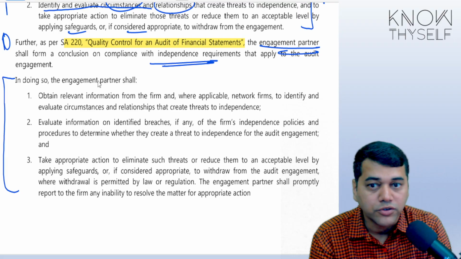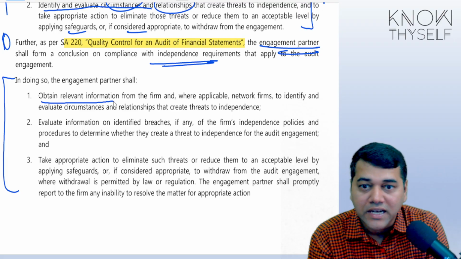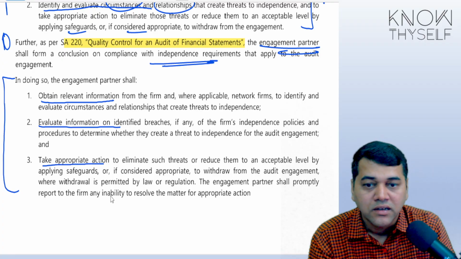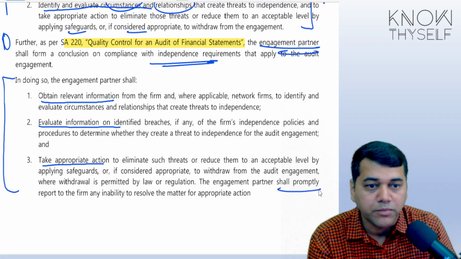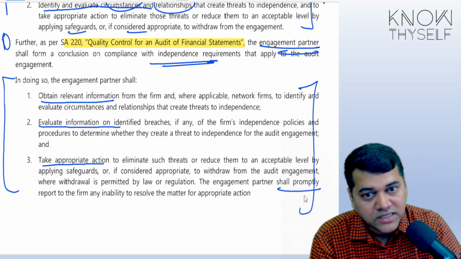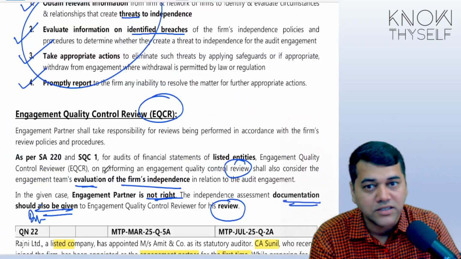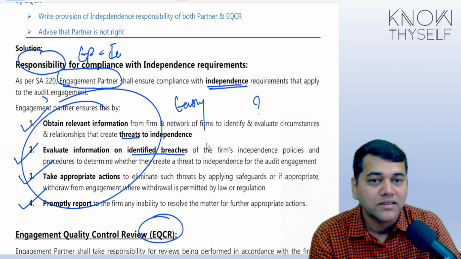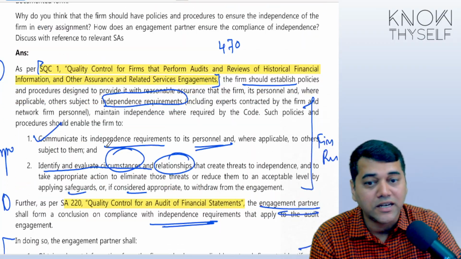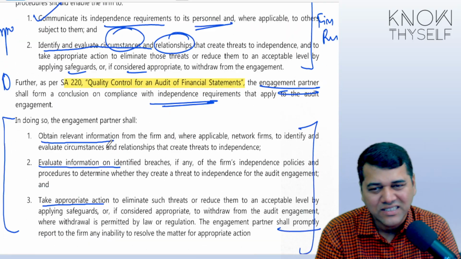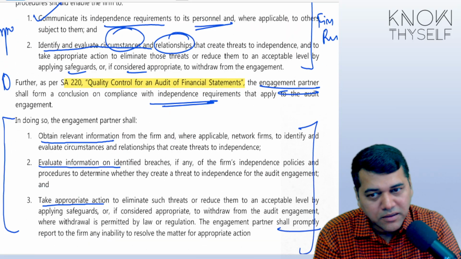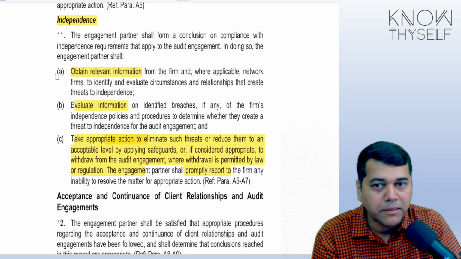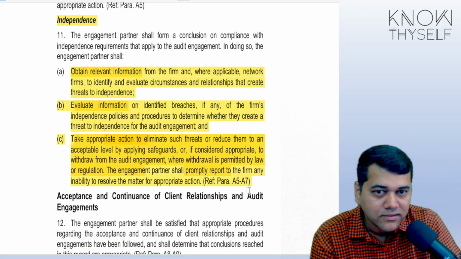Now I want to tell you, students, see the language: obtain relevant information, evaluate information, take appropriate action, and promptly report. And see this language with this language. This is easy. This is directly given from the Standards on Auditing. You see the language here, this language is coming from SA. This MTP, they have copy pasted this.